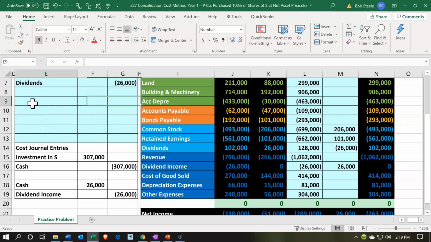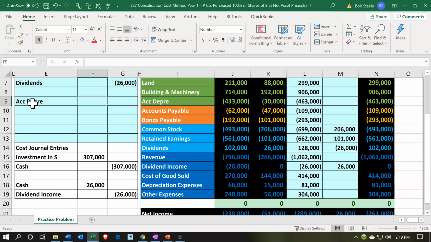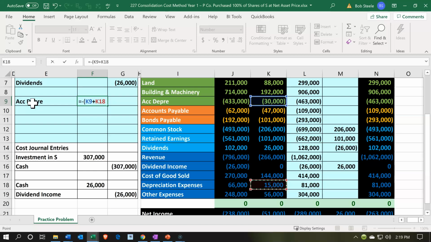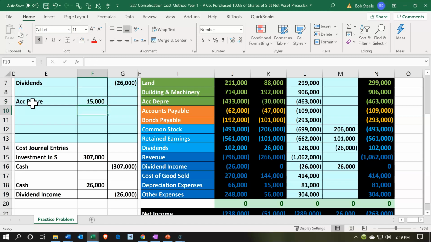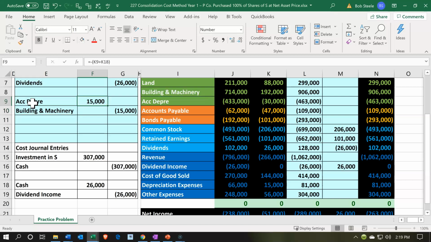So I'm going to record the transaction and then explain it because I think it's a little bit easier to do that. So I'm going to say this is going to be the accumulated depreciation. We're going to debit. The amount is going to be, I'm going to say, equal negative of this number plus this number. That's where the calculation is coming from. And then that's the 15,000. Debit and credit will be the same. And then the other side is going to go into the building and machinery. What's that going to look like when we post it?